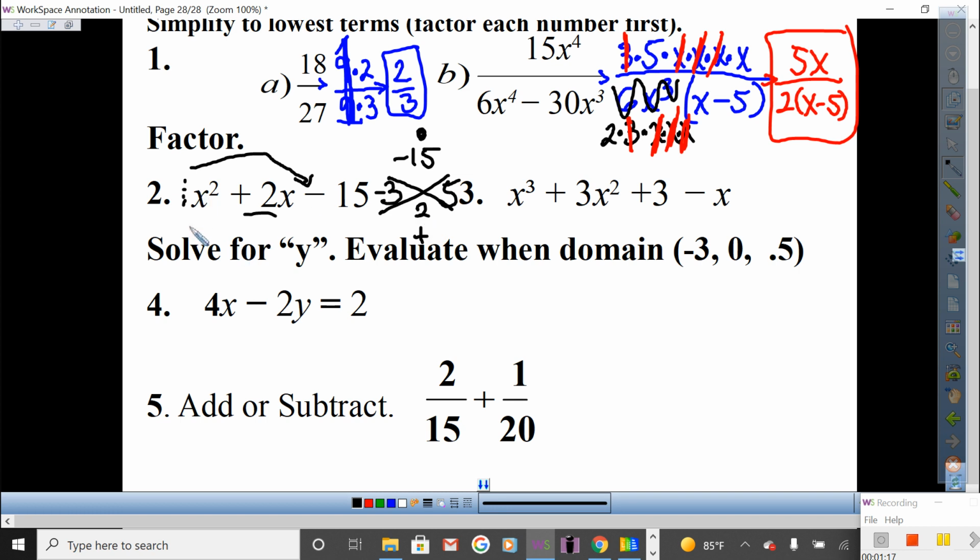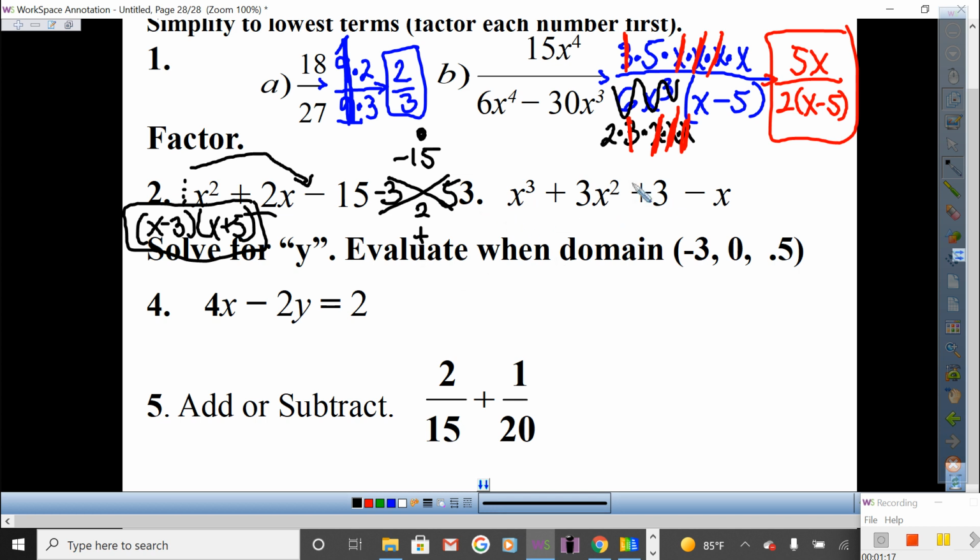From there we bring down the first term and the last term, and then we write those in the middle, we group, and so at the end we get x minus 3, x plus 5. And have you got that by yourself? Yeah, some of you? Yes, good.